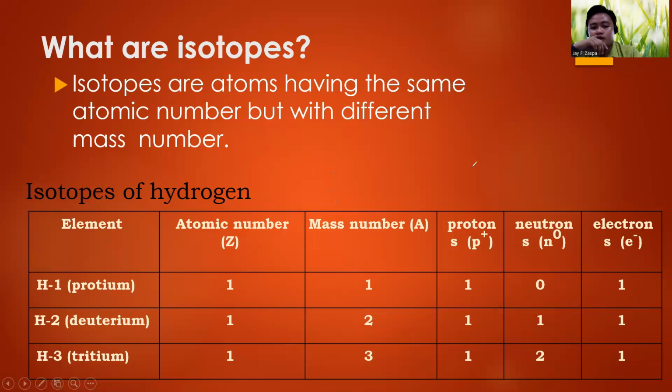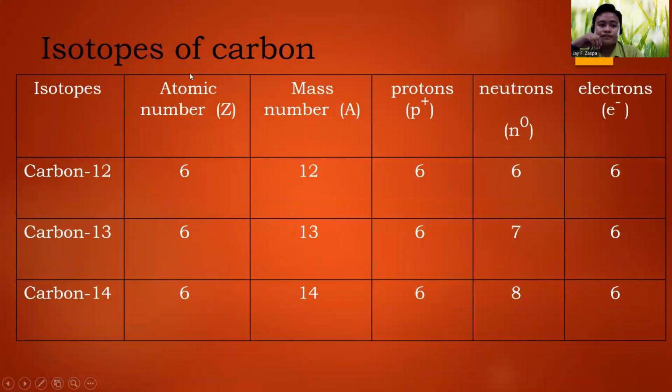Okay, for example, the isotopes of carbon. We have here carbon 12, carbon 13, carbon 14. That means the mass numbers become 12, 13, and 14. Carbon has an atomic number of 6. Carbon has the mass number of 12. So this is the neutral one. Then we have carbon 13 and carbon 14. So when there's a change of its mass number, they are called isotopes. They change their mass number.